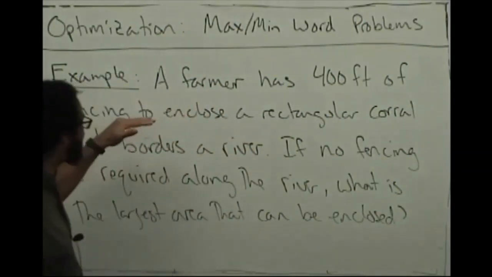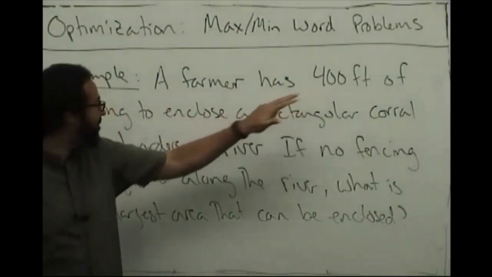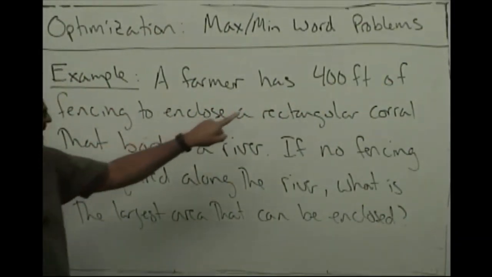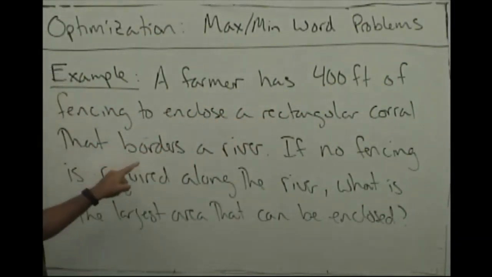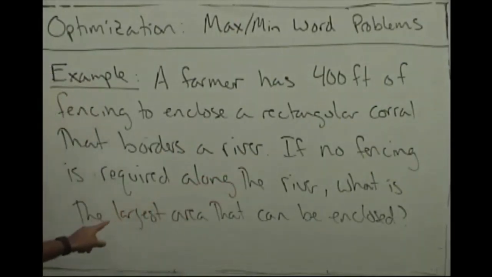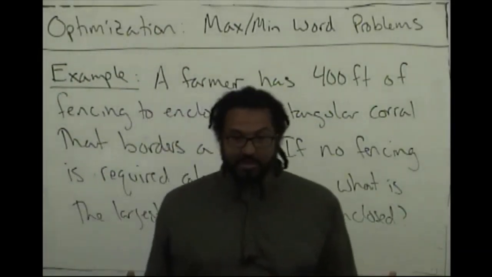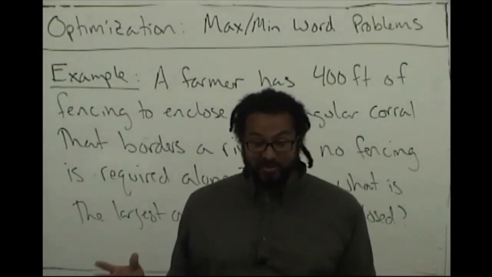In particular, here's how the problem reads. A farmer has 400 feet of fencing to enclose a rectangular corral that borders a river. If no fencing is required along the river, what is the largest area that can be enclosed? What's the largest area of this field?